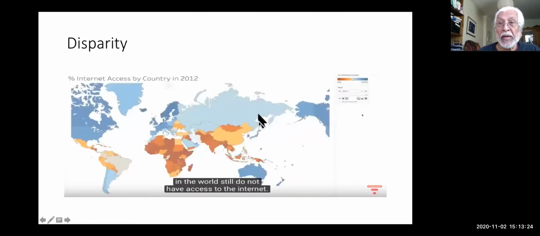Now, this is giving you an idea about connectivity, internet, percentage of internet access by country. And you can see the disparity is quite big. The blue areas are somewhat covered, but all the others are less covered, or not covered at all. So you could say that half the people of the earth don't have connectivity.